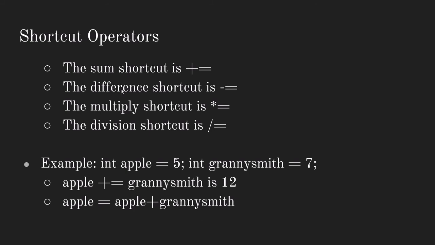This applies the same way to difference, which is minus equals, multiply, which is asterisk equals, and slash equals for division. Another example could be, let's say I have an integer called apples with a value of 5, and I have another integer called Granny Smith with a value of 7. Instead of doing apples equals apples plus Granny Smith, I can do apples plus equals Granny Smith, which will both result in 12.